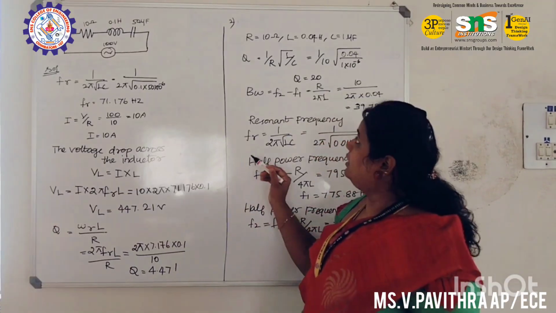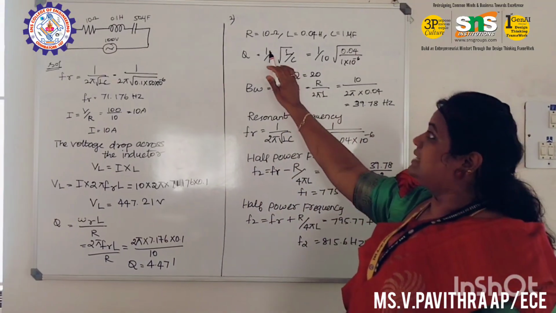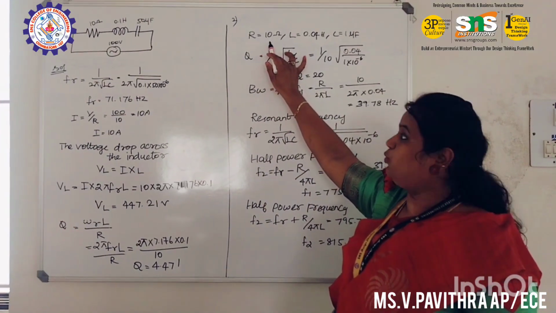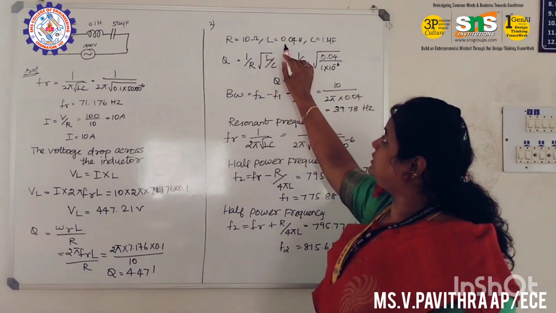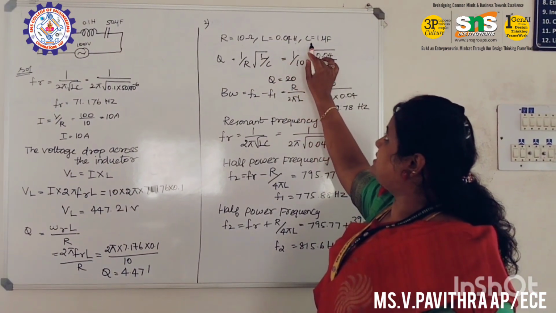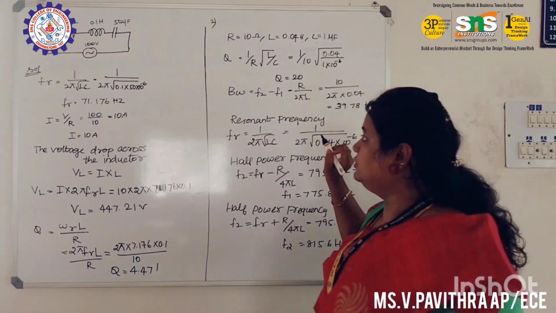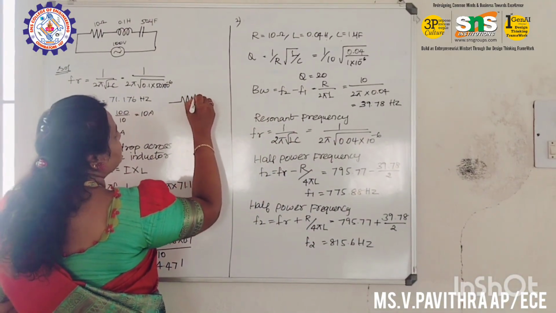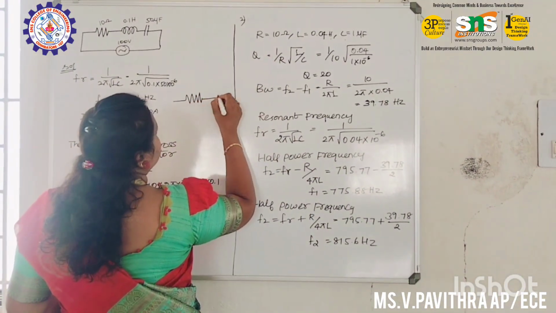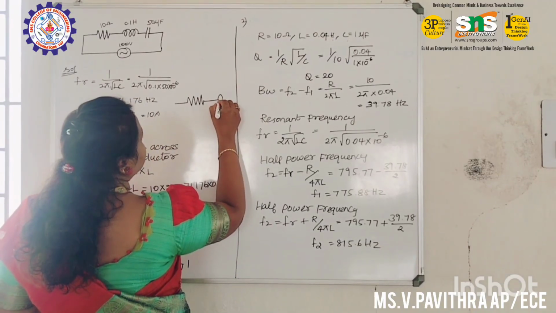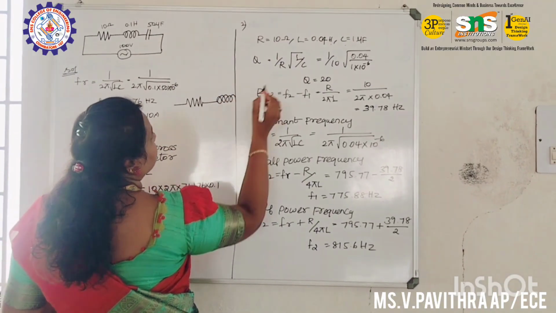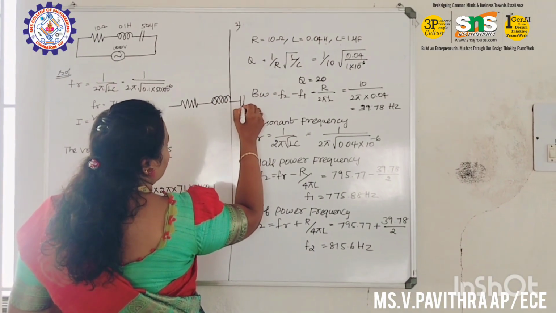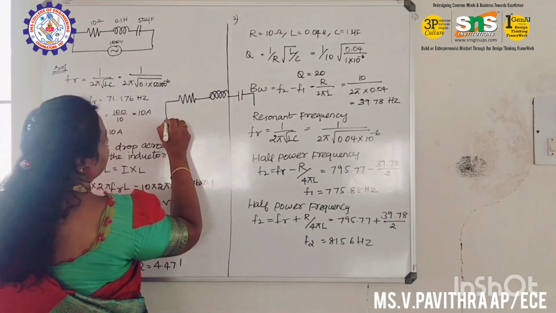First of all, in this question they have given resistance R equal to 10 ohm, L equal to 0.04 H and C equal to 1 microfarad. So how can we draw this circuit? First of all, it will be a resistor, so that will be 10. Next there is an inductor. The inductor we have to put like this, and the next one is a capacitor.